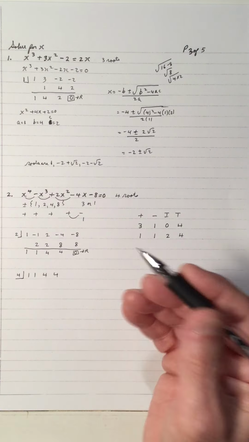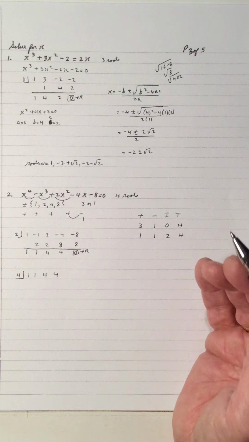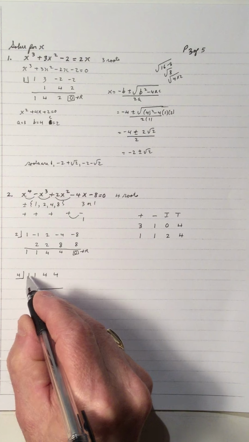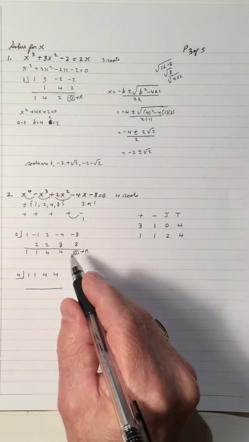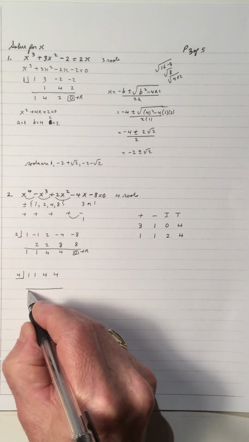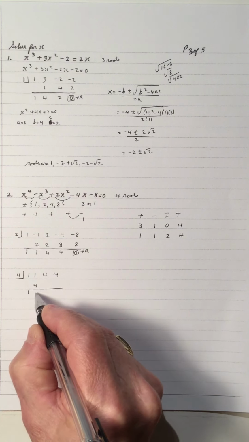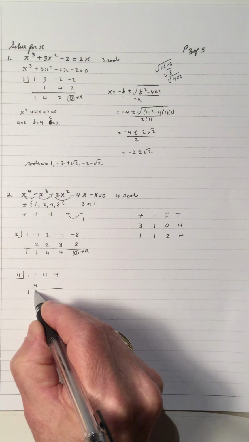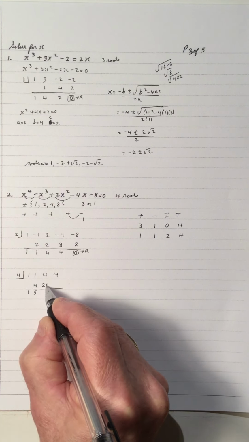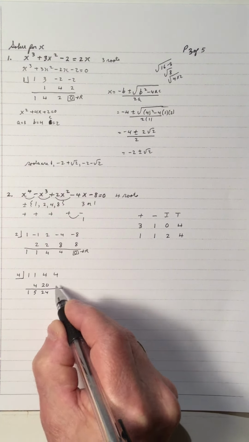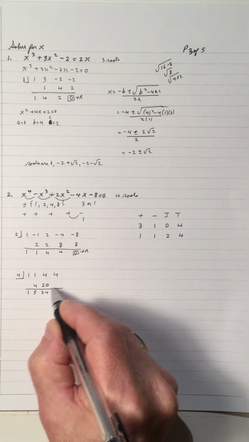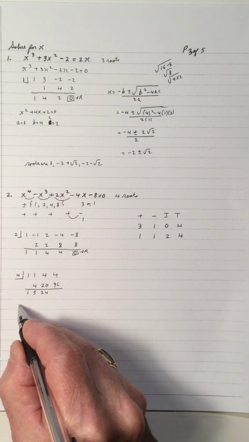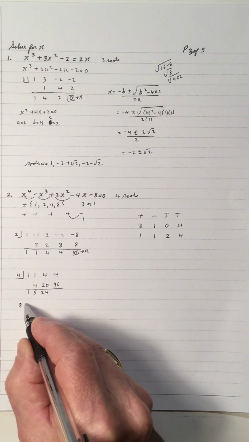Now, we could go with checking the negatives, like negative 1, negative 2, negative 4, but you're just taking a chance here. So let's check the 4. We know 2 is a root because we got 0 remainder. Check the 4. Bring down the 1, multiply, 4. Add, you get 5. That gives us 20. Add, 24. That gives us 96. And no.